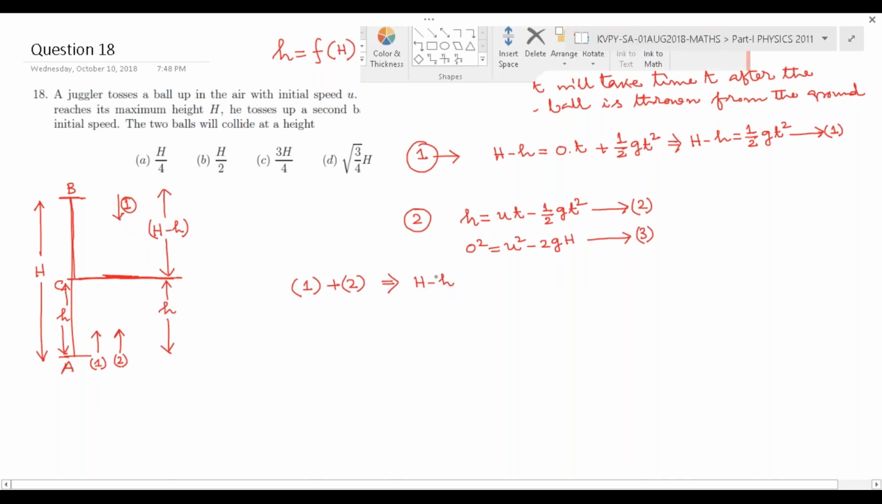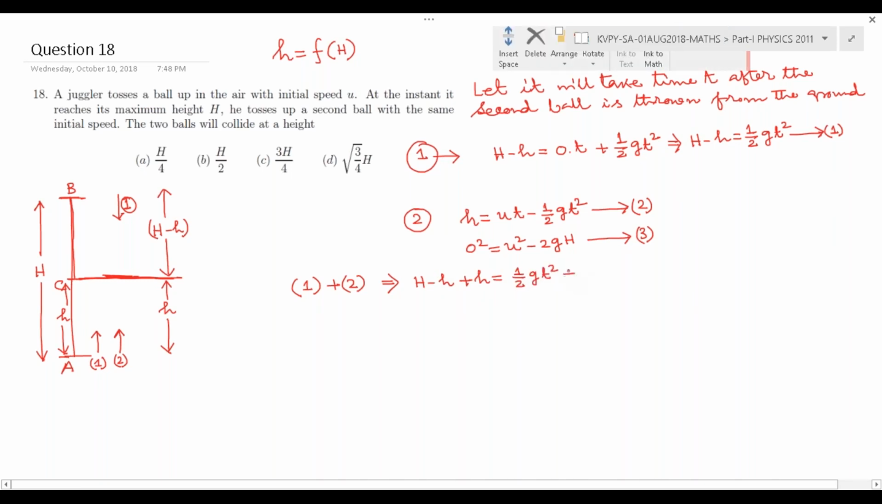Yeah, you can use that, Pratik. Yes, there are multiple ways you can. Absolutely, you can use this thing. But this is the simplest method. That is equal to half of gt square plus ut minus half of gt square. So if you simplify further, we get capital H is equal to U into T. And there is a good thing, because both the unknowns U and T are expressed by means of a known quantity, capital H.